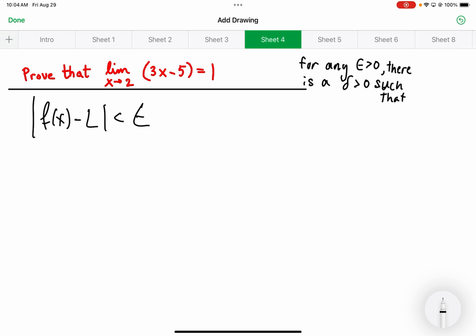Less than epsilon when, I forgot the 0. Absolute value of x minus a is less than delta. Sorry, it should be 0 is less than. Forgot that part.